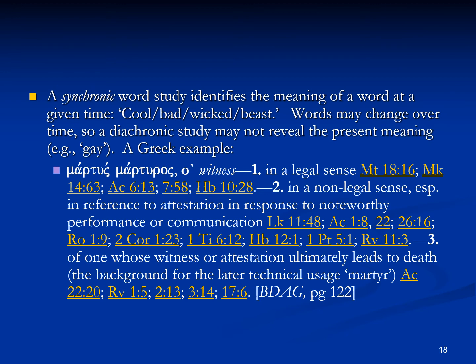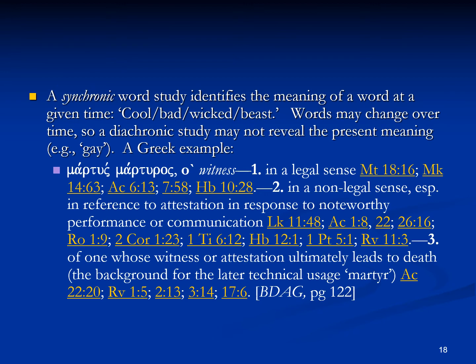A synchronic word study identifies the meaning of a word at a given time. We have seen in modern English words like cool, bad, wicked, beast being used for something nice. Words may change over time, so a diachronic study may not reveal the present meaning. I've already given the example of gay.